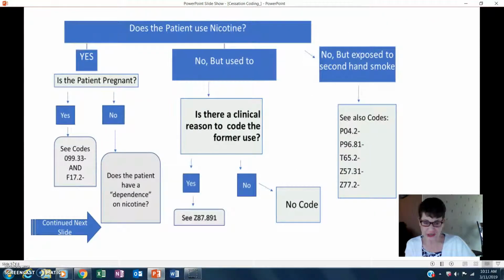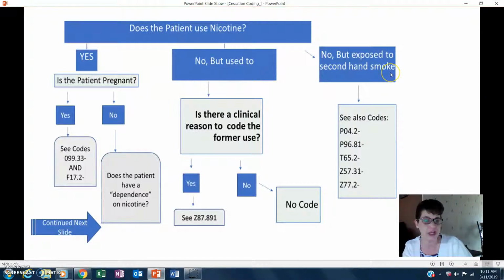So this decision tree is aimed to help the coders when they're defining these tricky situations. There's a lot of codes at play and a lot of different questions to be asked. So let's run through this kind of quick. First off, does the patient use nicotine? Let's say they say no. No, but I've been exposed to secondhand smoke. So in this column, you'll see some of the options that you could choose from as a coder to make the final selection based on the documentation from the provider.